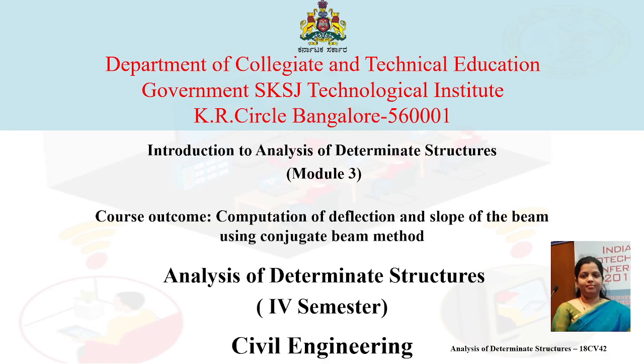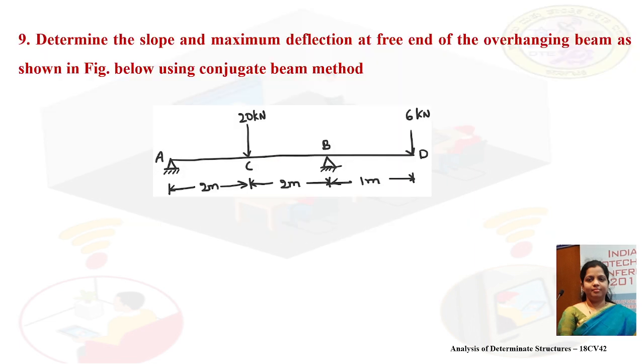Hello everyone, welcome back. In this session, we will learn how to compute slope and deflection for an overhanging beam using conjugate beam method. First, let me read out the problem. Determine the slope and maximum deflection at the free end of the overhanging beam as shown in the figure below using conjugate beam method.